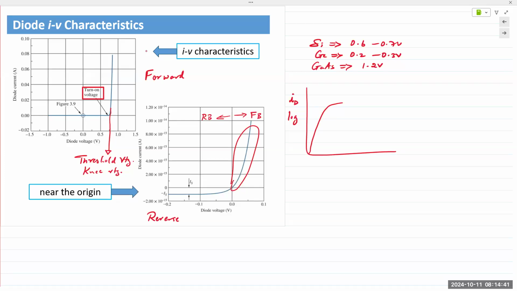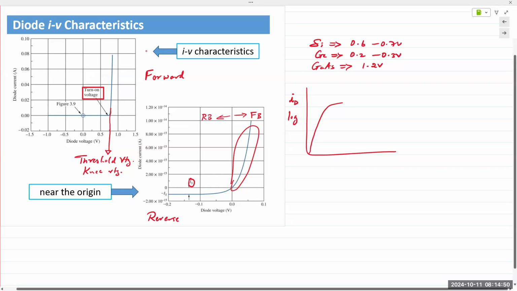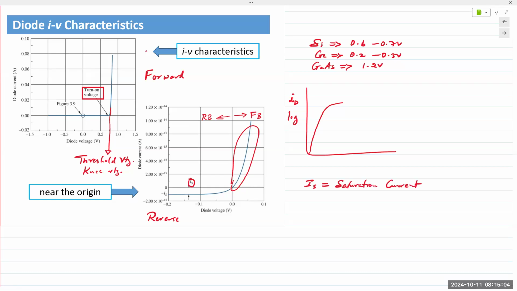Also, in the reverse bias, we have a small current that is flowing due to the minority carriers again, and that current is known as IS, which is the saturation current, IS. Now, IS is present in both the forward and the reverse characteristic, but typically we refer to it as reverse saturation current, more commonly saturation current, IS. And it's an important part of the diode equation that we will see in the next few slides.